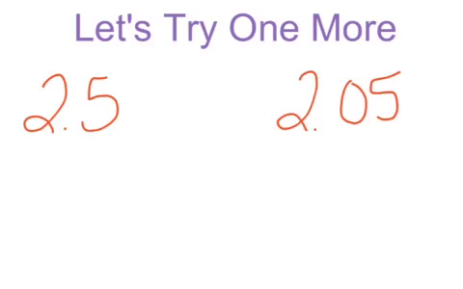So at this one we have 2 and 5/10 or 2 and 5/100. Okay? I'm hoping you're starting to pick up on the trend that if you don't have the same number of digits on the decimal place, add a 0 on. It'll make it so much easier.